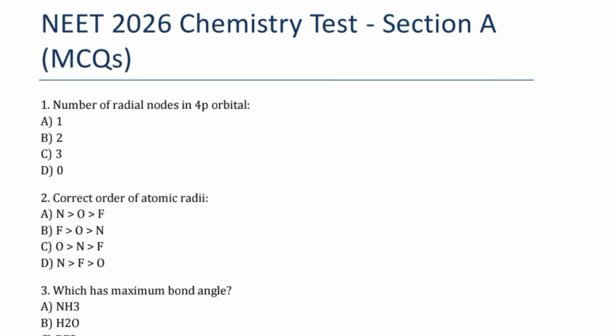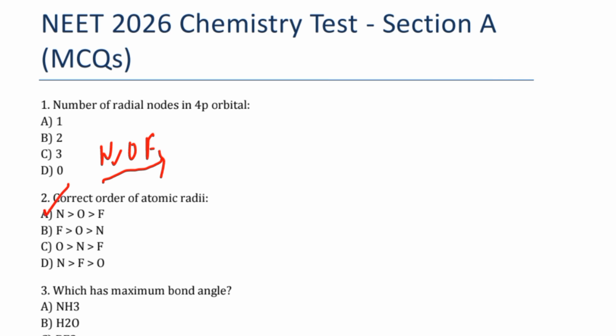Right students? Next, the correct order of atomic radii. Here it is given as nitrogen, oxygen and fluorine. When we move from left to right in the periodic table, due to Z effective, the size gradually decreases. So nitrogen is greater than oxygen is greater than fluorine. So our answer is the second one.